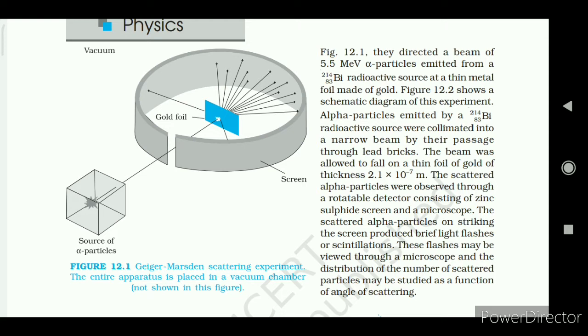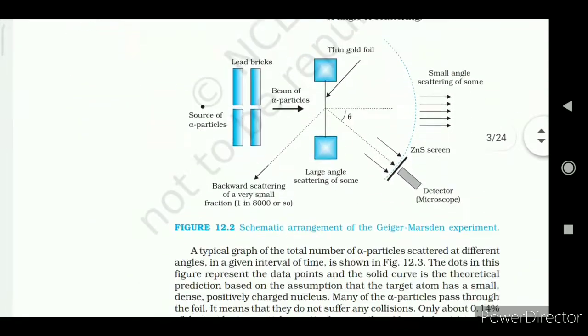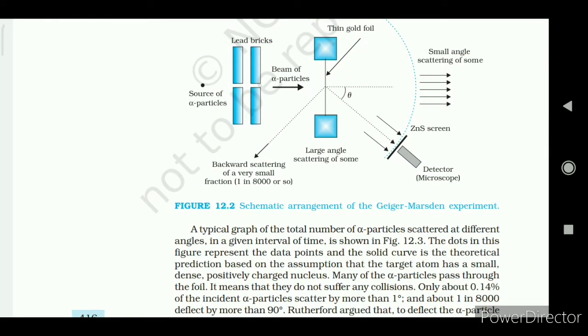Only about 0.14% of the incident alpha particles scatter by more than 1 degree, and about 1 in 8,000 deflect by more than 90 degrees. Rutherford argued that to deflect the alpha particle backwards, it must experience a large repulsive force. This force could be provided if the greater part of the mass of the atom and its positive charge were concentrated tightly at its center.